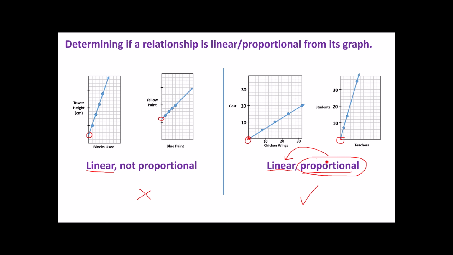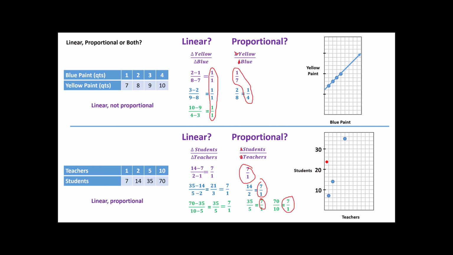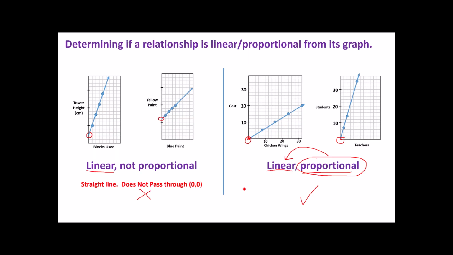Now that's good news because on these previous slides, it's much easier for me to tell if something's proportional than it is for me to tell if it's linear. To tell if it's proportional, I just need to look at the individual ratios. If it is proportional, it's automatically linear, and I don't need to do all this work. If it's not proportional, it could still be linear, so I would have to go back and check this. Does that all make sense?